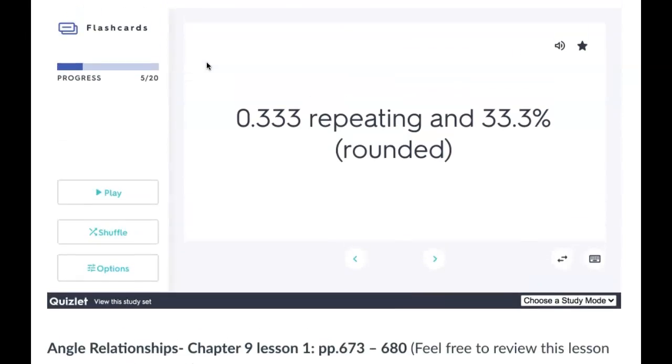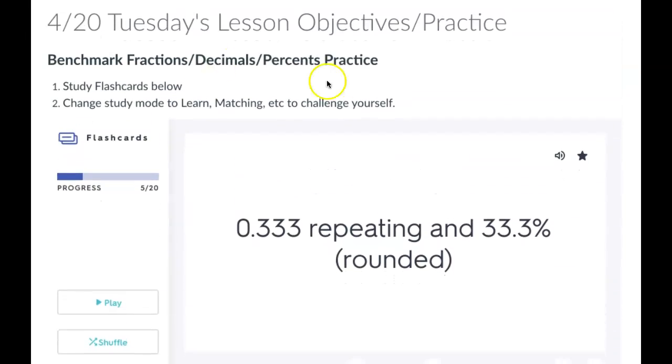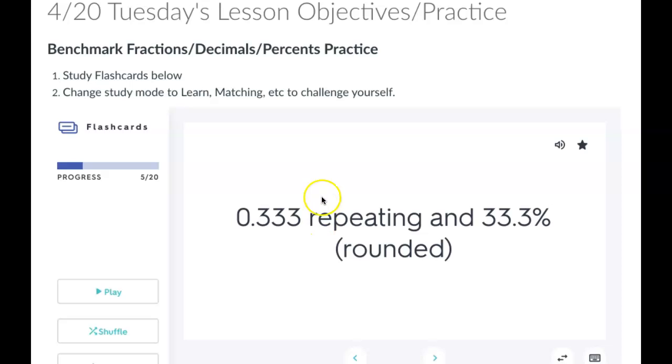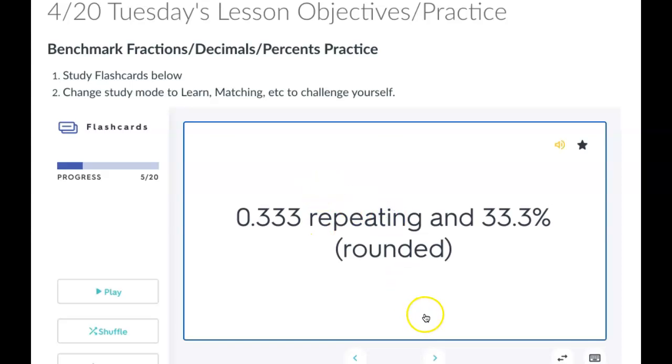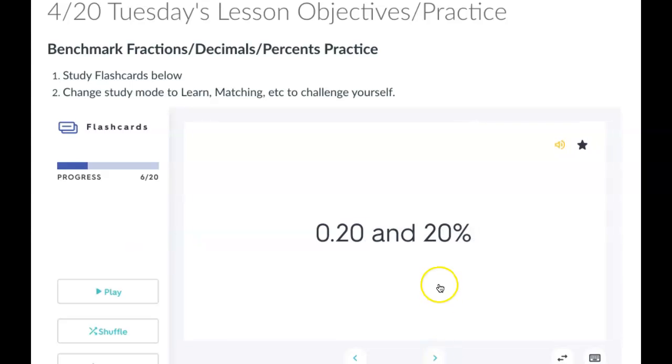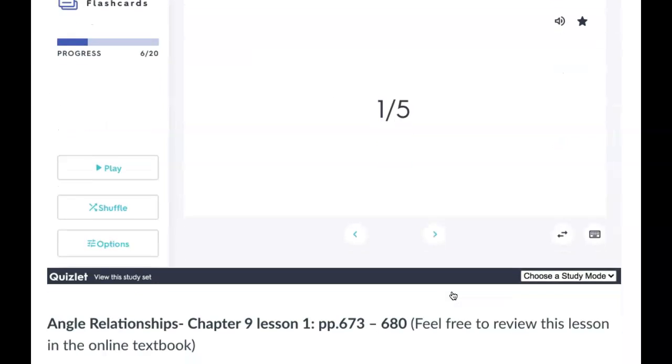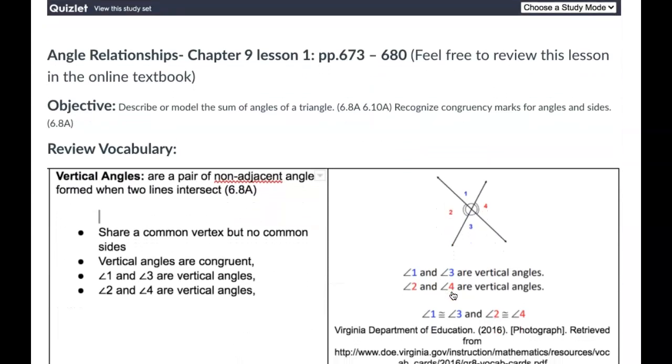Today is April 20th. Do not forget that you need to begin each day with practicing your flashcards for benchmark fractions, decimals, and percents. Those are important for us to memorize, so make sure you know 0.333 repeating is 33.3%. Take some time to flip those and practice those.